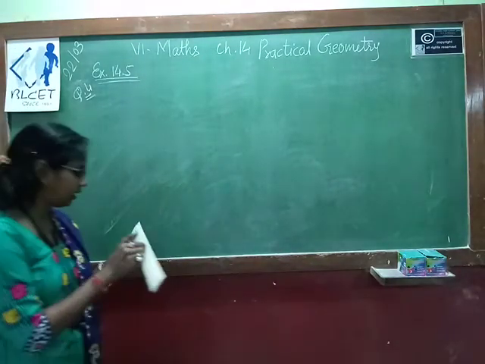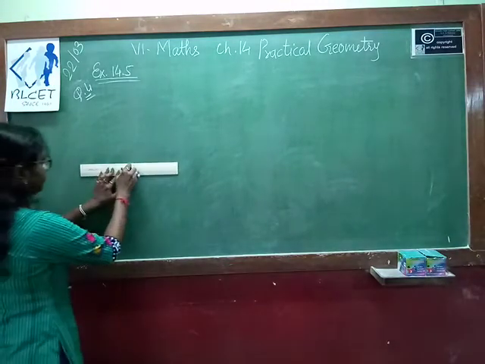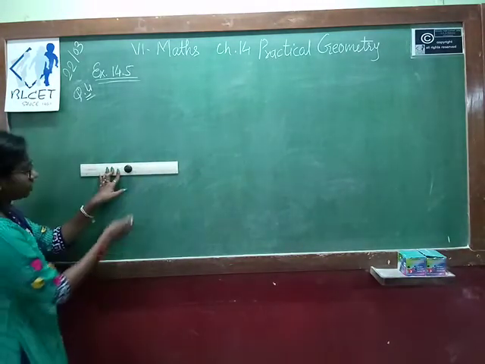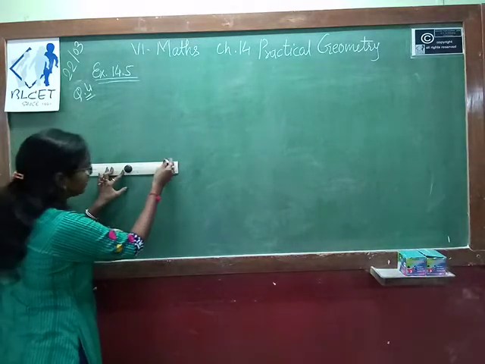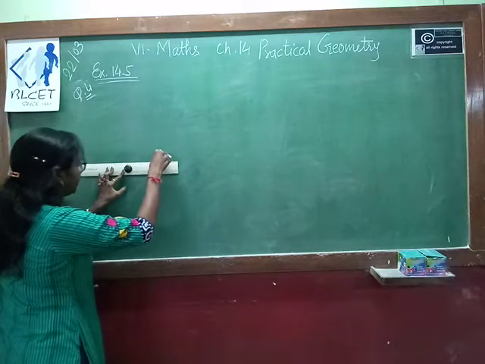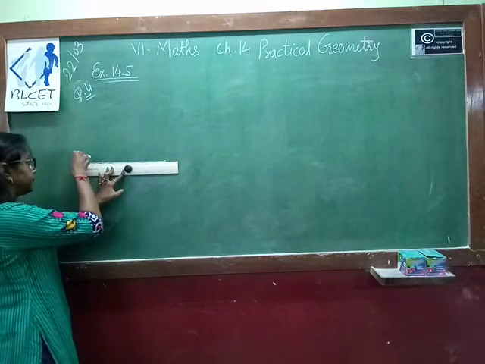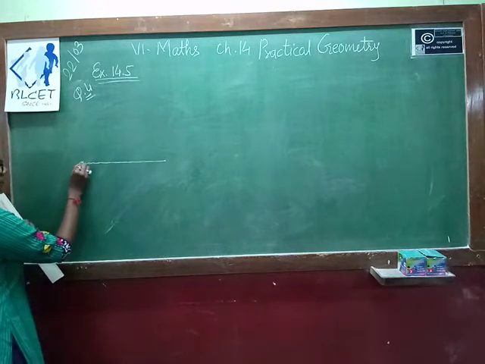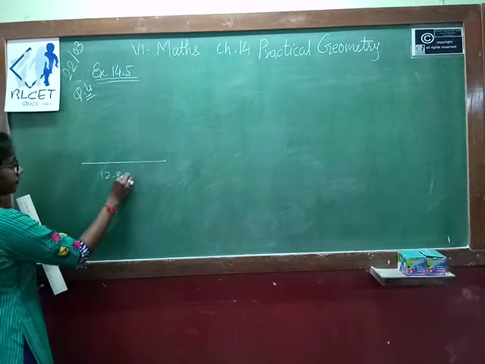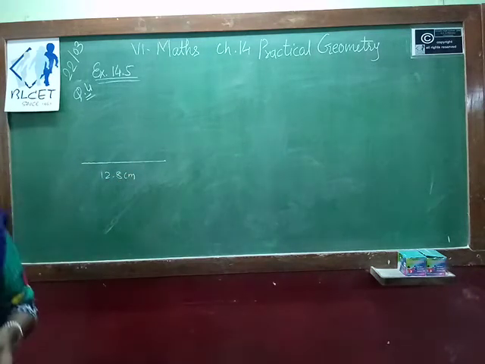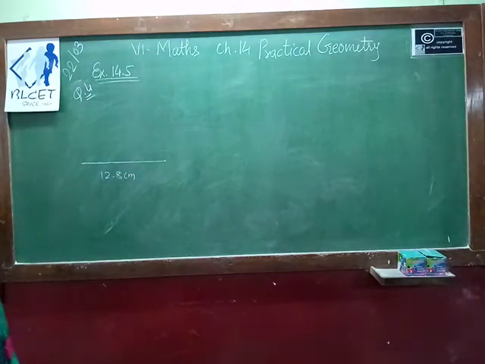So take your ruler. 12.8 means after 12 you have to consider 8 divisions. So this is your 12.8. Okay, now what we have to do, we have to divide this line segment into 4 equal parts. Name the line segment as AB.